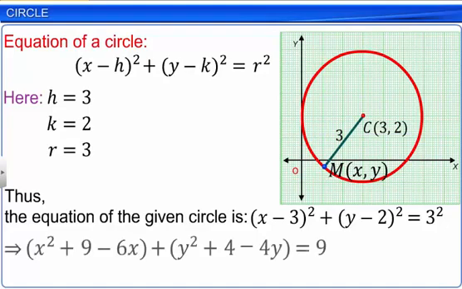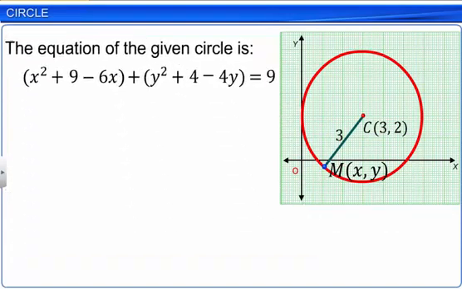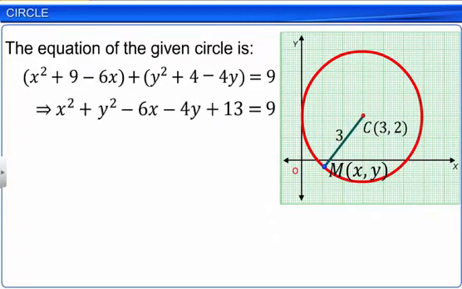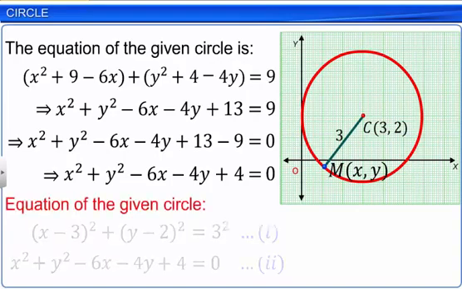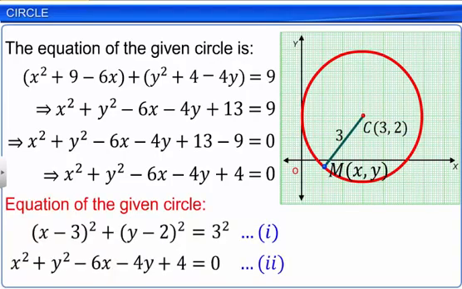Let us simplify the equation further. Let us open the brackets and rearrange the terms. Thus, we get the final equation of the given circle as x squared plus y squared minus 6x minus 4y plus 4 is equal to 0. Both the equations shown here represent the same circle.